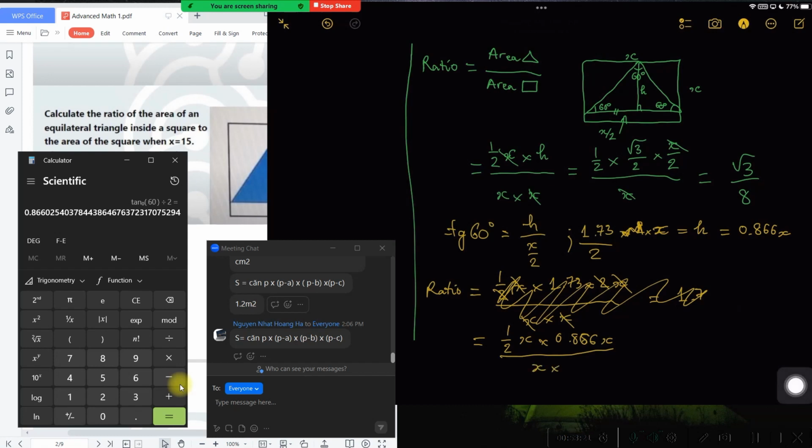Divided by x times x. So what you get by the end should be 0.43, I think. Because when you look at the figure, you can guess that this area of the triangle is about half of the area of the square around it, right? So I think it's about 0.43.